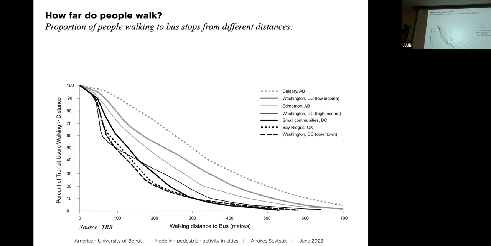So we know that for people, in this instance, to go to bus stops, the willingness to walk is fairly short. It's only about 600 to 700 meters away. And after that, people generally are not willing to take a walk to the bus stop. We see some difference between cities.